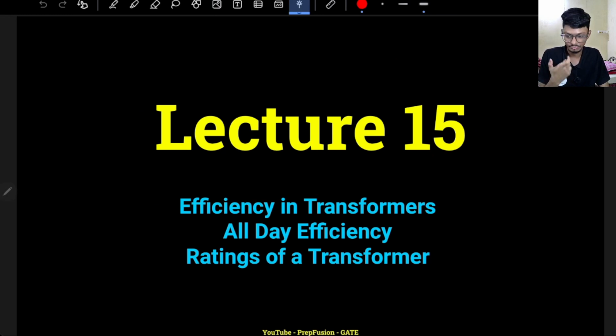So today we will start with lecture 15 of transformers. Okay, so we will discuss efficiency in transformers. Also we will discuss another term known as all-day efficiency. These two are actually different things. And also we will discuss a bit about the ratings of a transformer, how the rating changes depending on the voltage and current and other parameters.